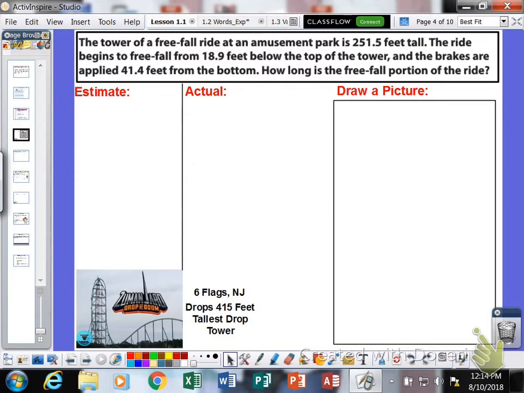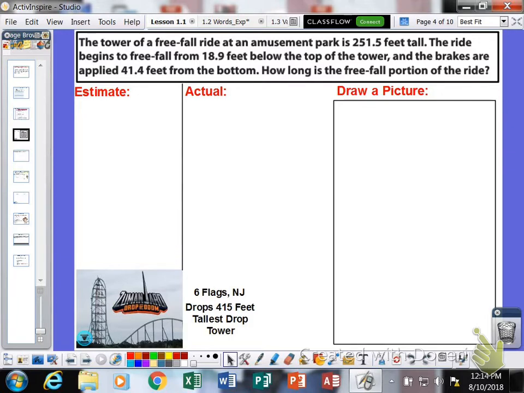So the tower of a free fall ride at an amusement park is 251.5 feet tall. The ride begins to free fall from 18.9 feet below the top of the tower, and the brakes are applied 41.4 feet from the bottom. How long is the free fall portion of the ride?